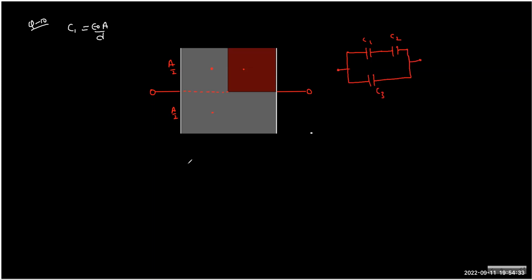And you can add C1, C2, C3. What is C1 here? Epsilon not. K is given how much? I think this is in the diagram itself, and it is 2, no? Okay, fine. So K epsilon not A by D, which is D by 2, right? So 2 epsilon not A by D. What is C2? Again, the other half, which is 4. So 4 epsilon not A by 2 by D by 2. Same.